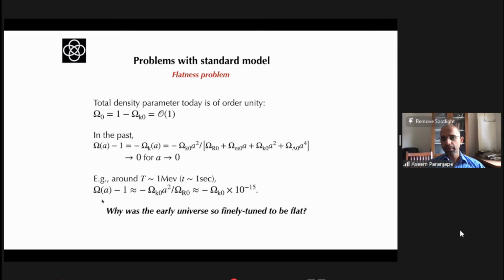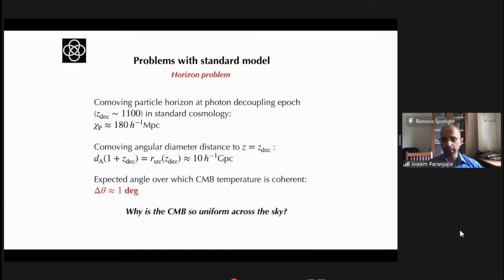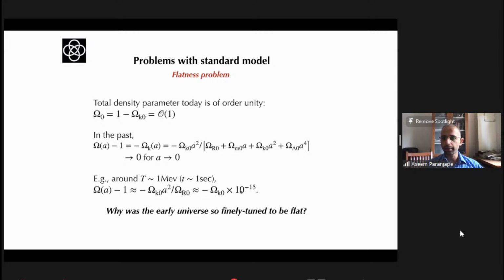And the question that people then ask is why was this early universe so finely tuned to be flat? Whenever you see dimensionless numbers in these kind of arguments, which are either very large or very small, particle physicists will tell you there's a fine tuning. And so there is a similar fine tuning problem apparently with cosmology in terms of the early values of spatial curvature. So spatial curvature did not contribute at all in the early years. So this is an issue.